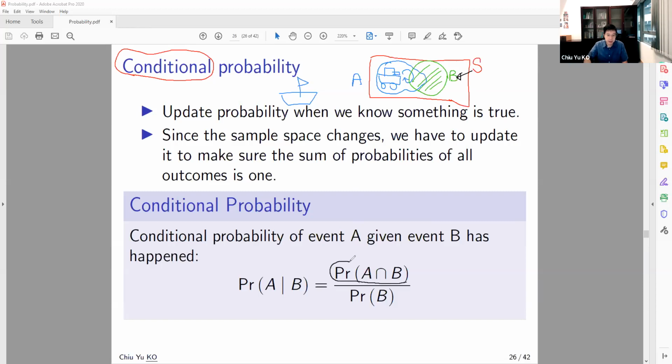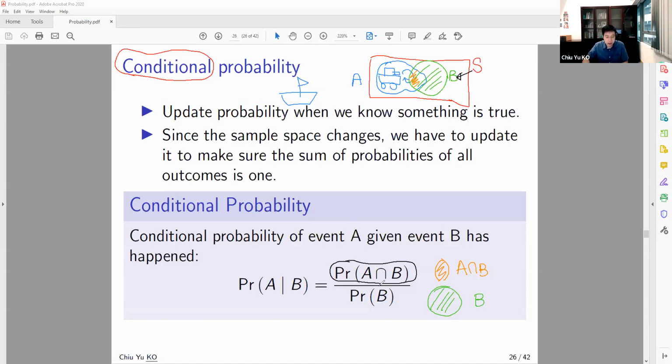A and B, because it's the only relevant thing, we care about A, right? This is area A and B. Maybe I use the color. Right, it will be this area A and B. This is the area A intersect B, okay? And because now the sample space becomes the green one, you look at the denominator, the B, okay?